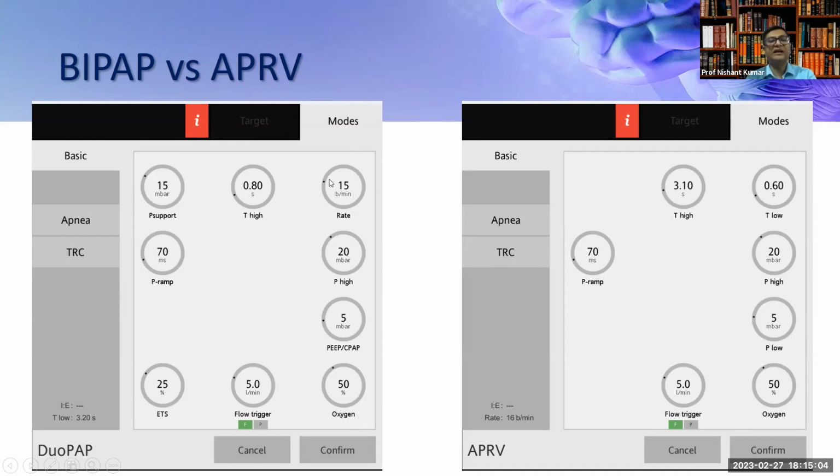Here we are setting the rate. If any rate controlled breaths have to be given, that is set, and T high is set. So T low is dependent on the rate that is there. So 0.8 seconds of the total inspiratory cycle will be T high, rest would be T low. We set the P ramp, and we set a separate pressure support for spontaneous breaths. However, in APRV, what we do is we only set a T high and a T low, and the rate will depend on the ratio of the T high and T low.